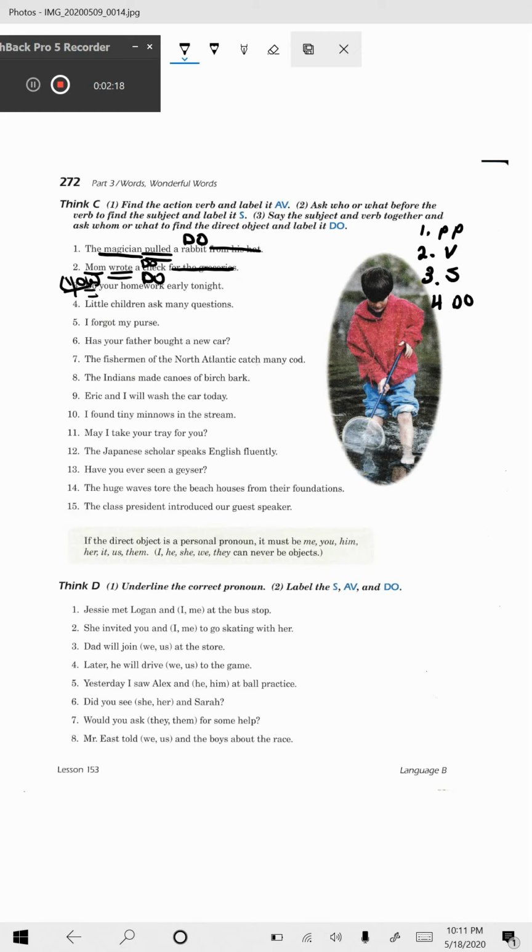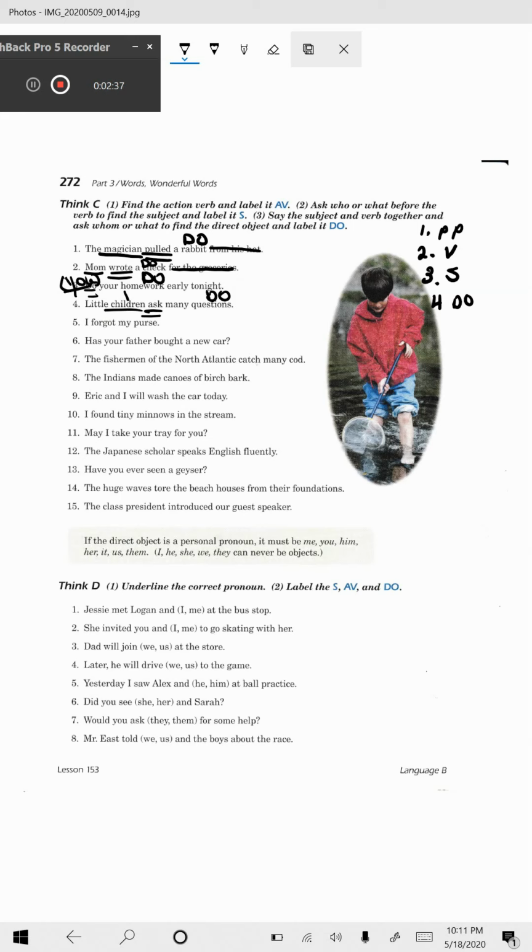Little children ask many questions. Number one, no prepositional phrase. Number two, the verb, ask. Who asks? The children ask. Whoops, I'm sorry. Underline that once. And what do they ask? Questions. Now there's some extra words in there, but they're just adjectives for the main words.